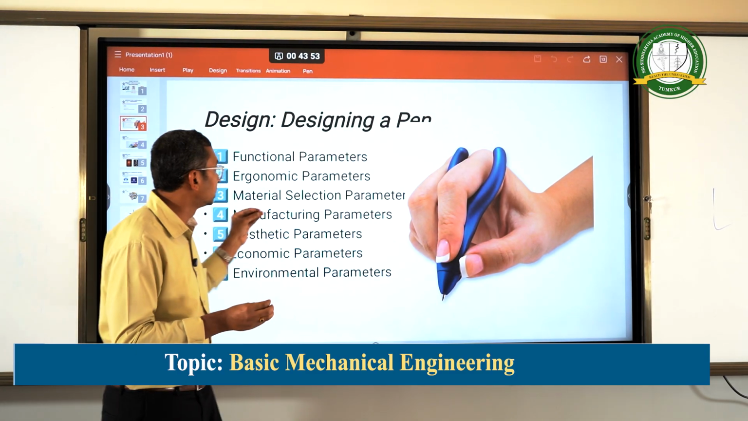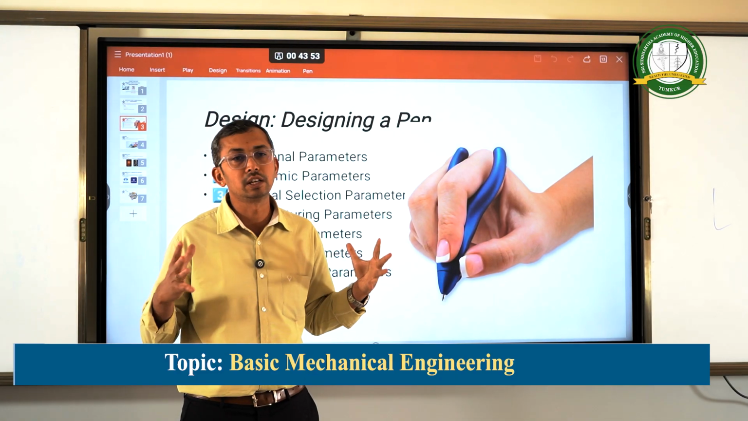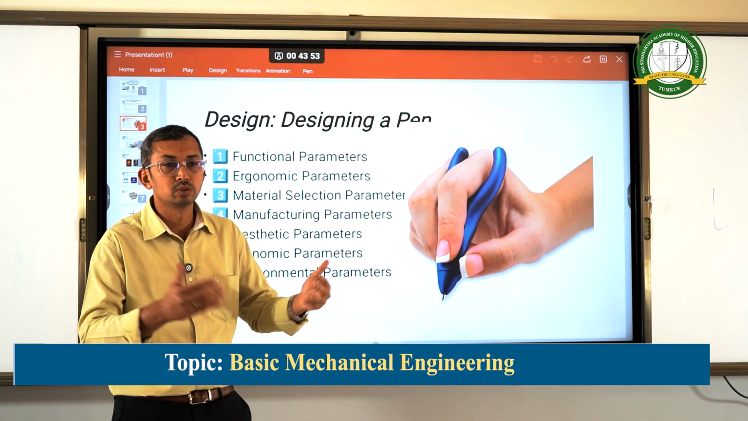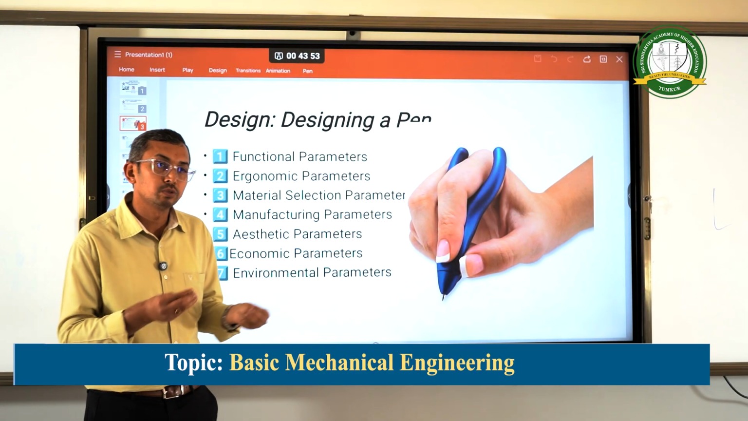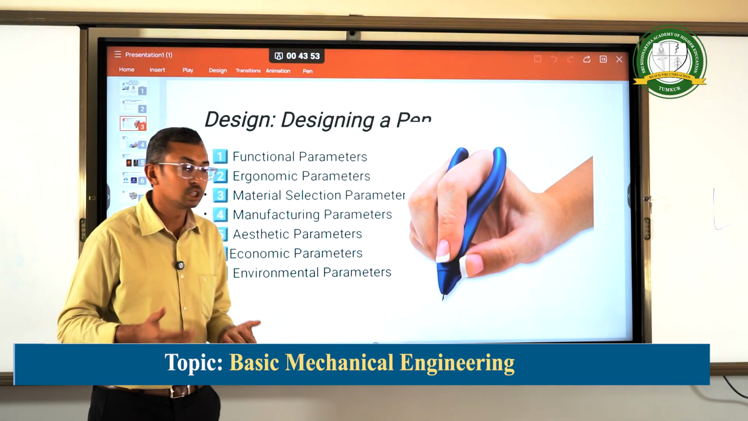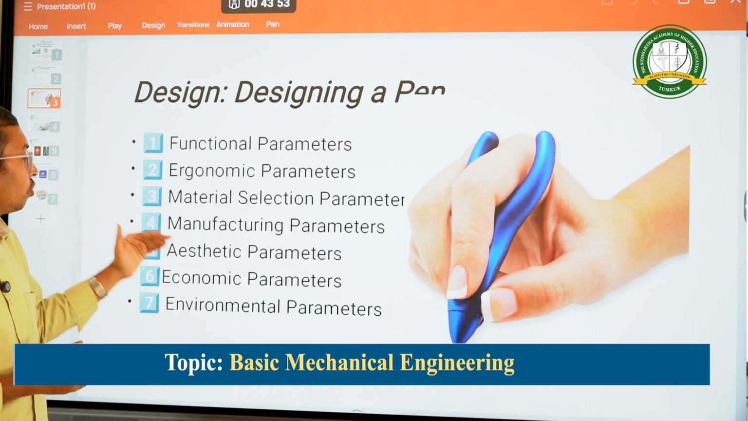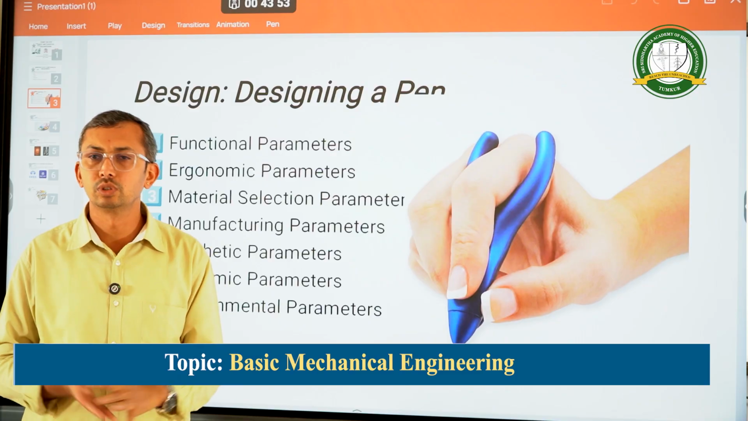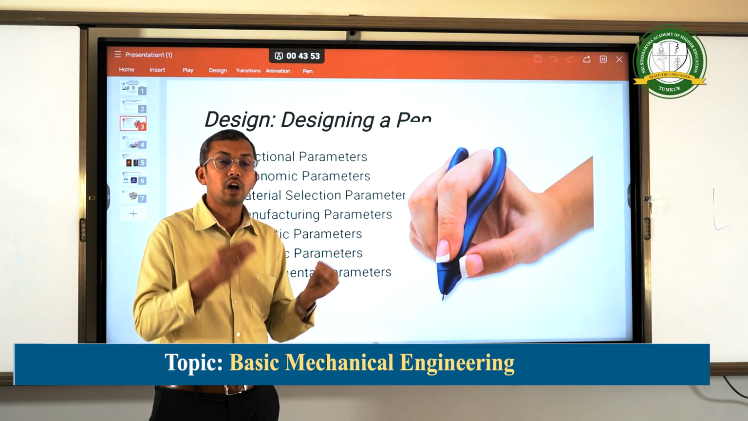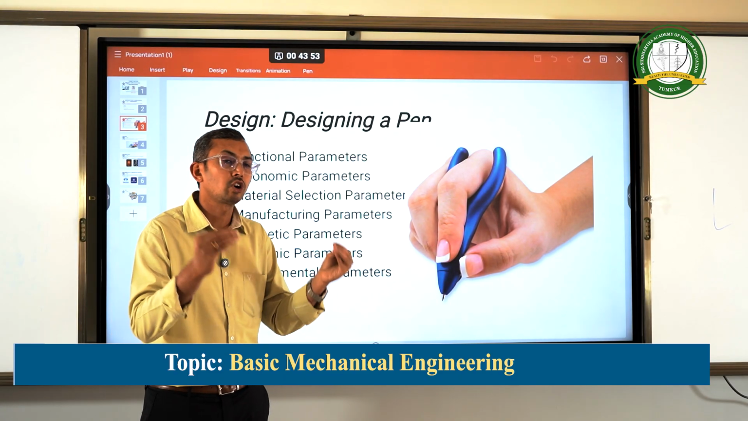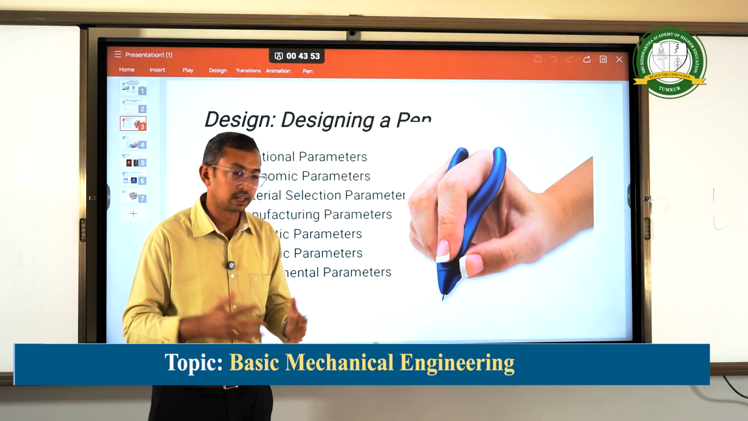Next, material selection parameter. For designing a pen, we can use a wide variety of materials. For example, we can use plastic as a material, or wood, or sometimes metal. That is what we call the material selection parameter. The fourth one is manufacturing parameters. This is a very important factor: how you design so that the product can be manufactured in a very cost effective manner. We are going to discuss that further in the upcoming slides also.